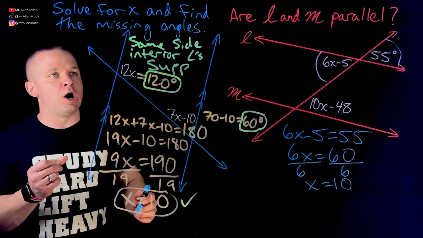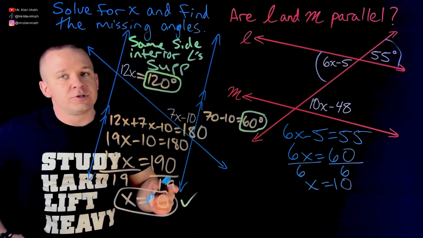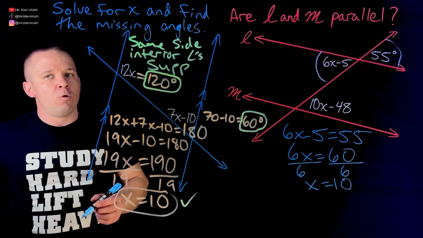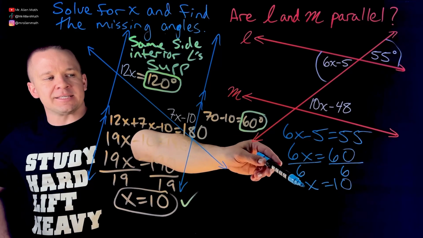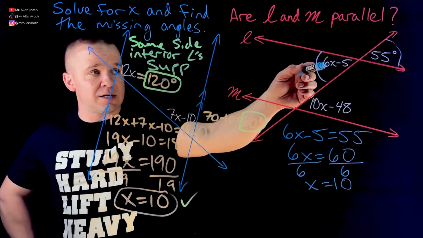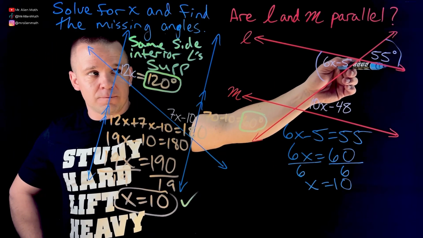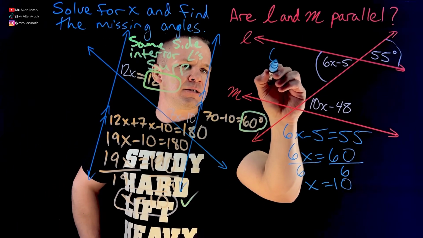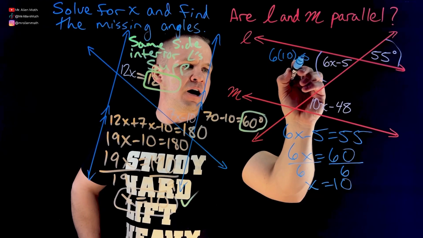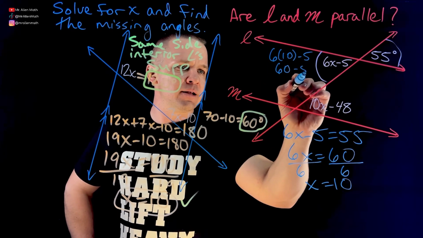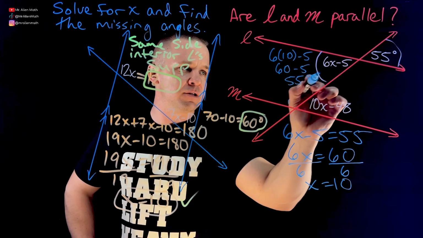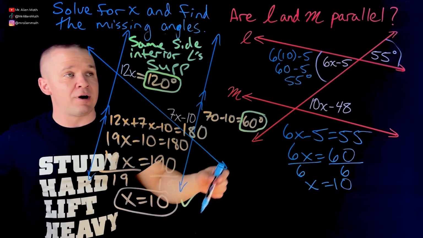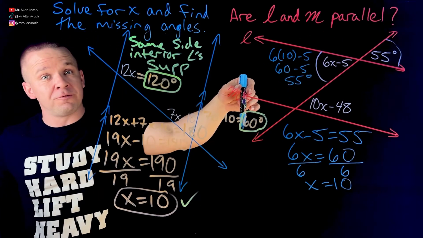Is that my answer? No. I'm asked, are they parallel? So what do I do with this information? Well, how about I take this x value that I know is true because this has to equal that, and I plug it in. Okay, so let's plug 10 in right here. I'd have 6 times 10 minus 5. I got 60 minus 5, that is 55 degrees. So this angle is 55. And that checks out, right? I set it equal to 55, so it should equal 55.